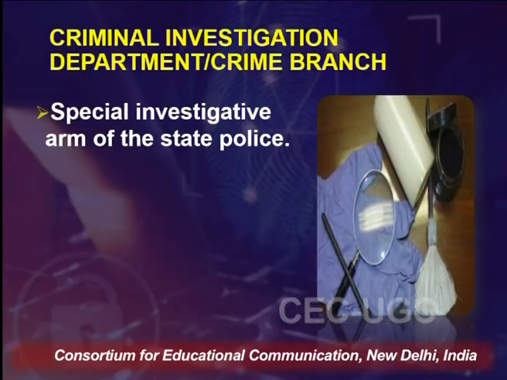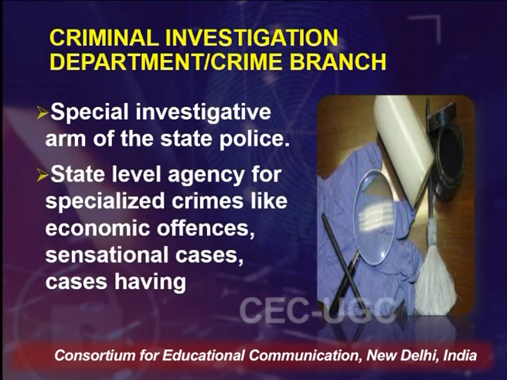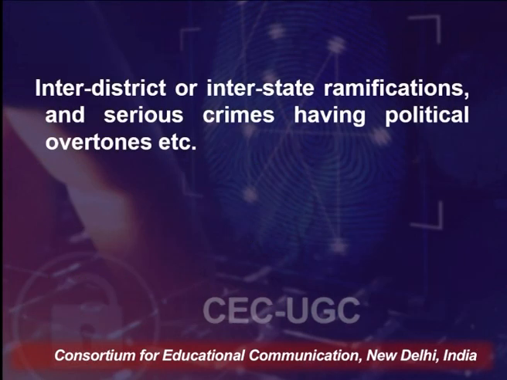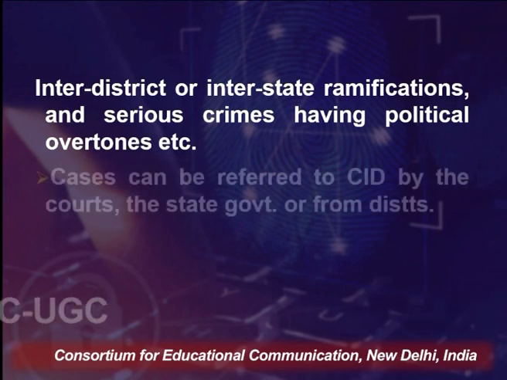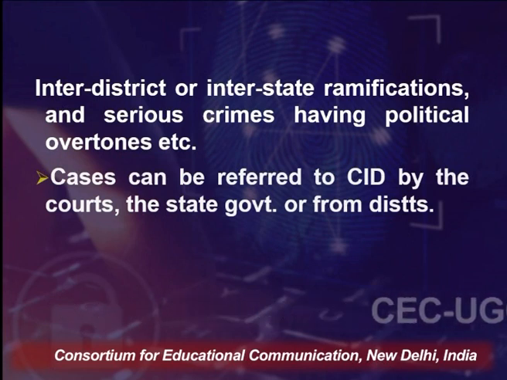Apart from that, we have some special police units. The first one is the Criminal Investigation Department. We can also call them CID or the crime branch. The CID or the crime branch is the special investigative arm of the state police, the state level agency for specialized crimes like economic offences, sensational cases, cases having inter-district or interstate ramifications, and serious crimes having political overtones. Cases can be referred to CID by the courts, the state government, or from districts.